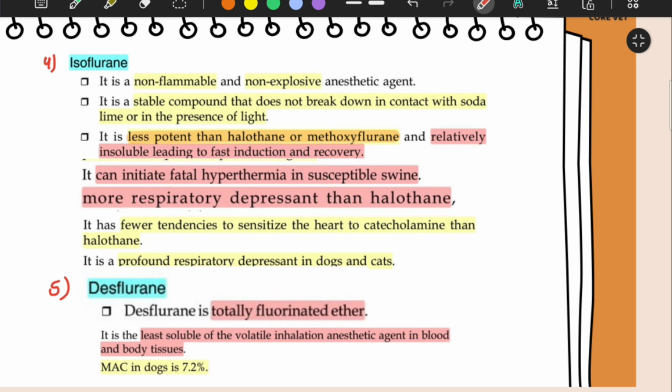But there is a certain disadvantage also: it initiates fetal hypothermia in the case of swine. You can see this particular disadvantage, and it is more respiratory depressant, as in the case of halothane. There is a fewer tendency to sensitize the heart to catecholamines than halothane, and profound respiratory depressant effects are seen in dogs and cats.